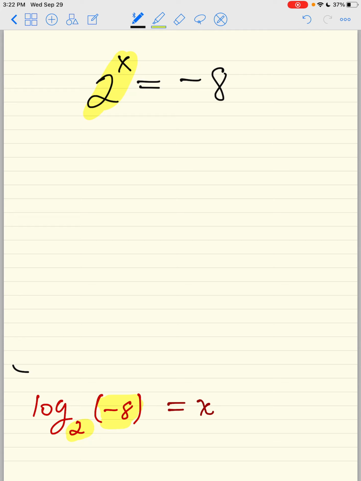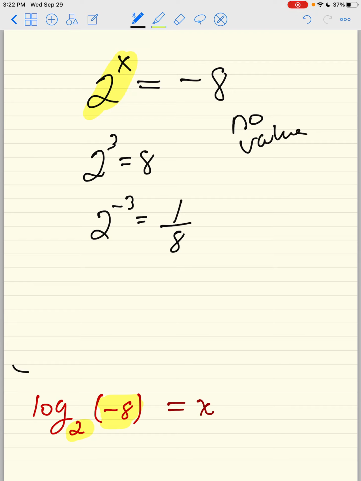Okay, so think about it. You might say 2 to the third. Well, that's 8. You might say 2 to the negative third. Well, that's 1 over 8. So no value will ever give you this.